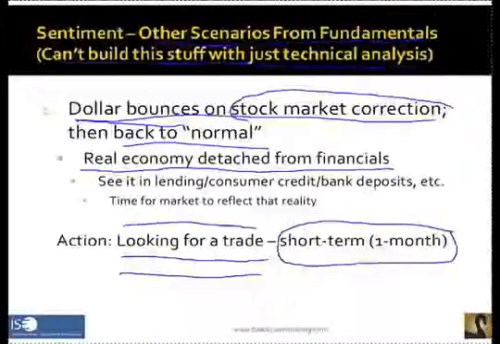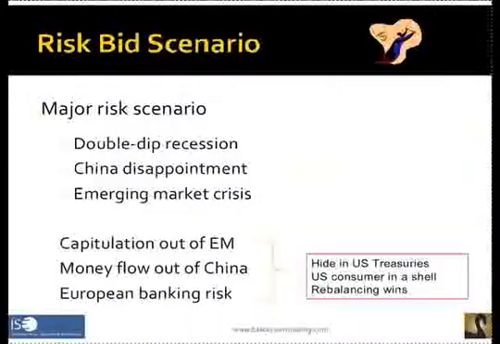The risk bid scenario. This is our third scenario, and this is a major risk scenario. This isn't just a correction scenario. This is number 3 in our scenarios. 1 is the continuation of the trend. 2 is, as we saw, a correction.